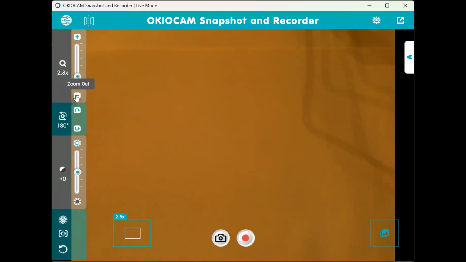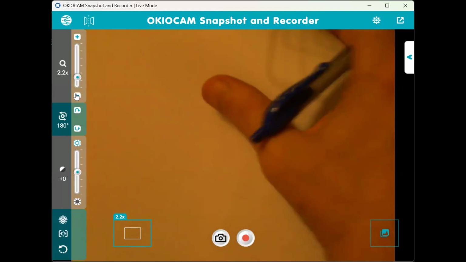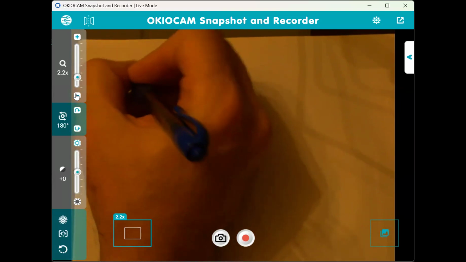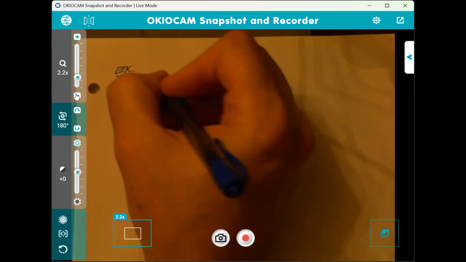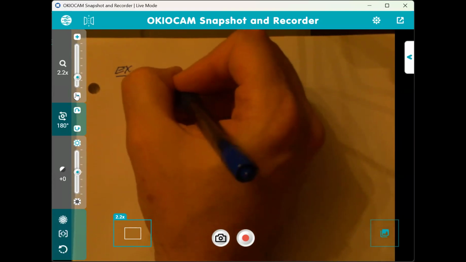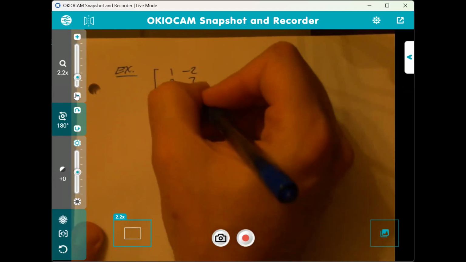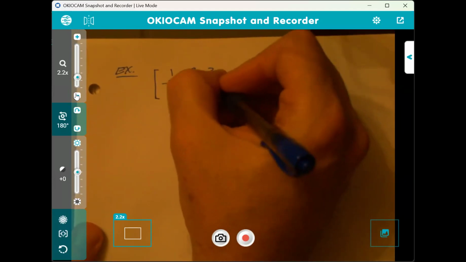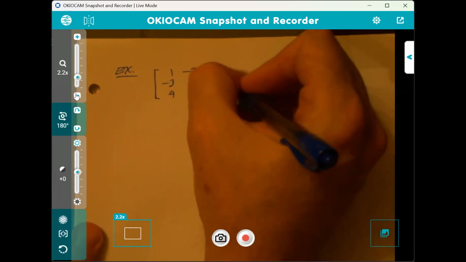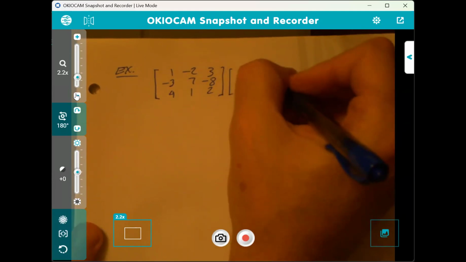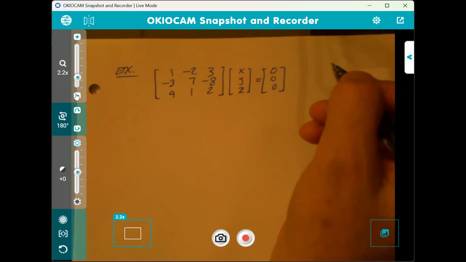Okay, so for this next example, suppose now I have a system of equations: 1, -3, 4, -2, 7, 1, 3, -8, 2, and then I have x, y, and z, and that's equal to 0, 0, 0. Again, it's a homogeneous system.